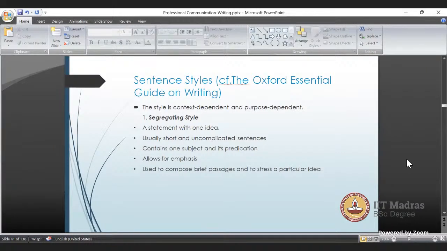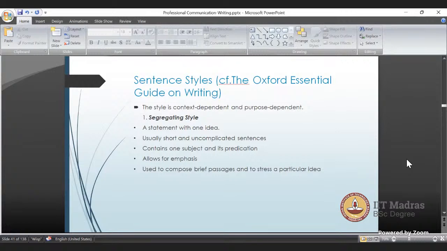So the first one in this is called the segregating style. What is a segregating style? It's a simple short statement, a simple sentence with one idea, right? Now, what does this resemble? If you remember, we discussed the topic sentence in a paragraph. A topic sentence is going to use a segregating style, right? One idea, one statement.